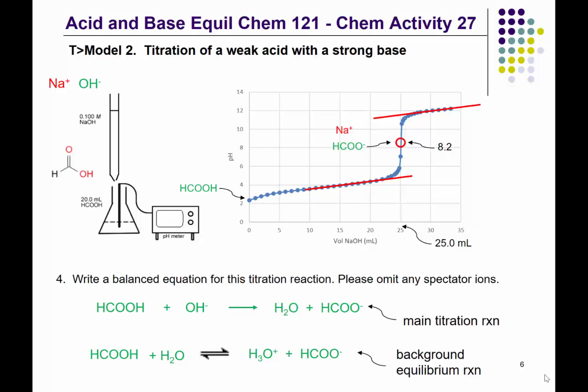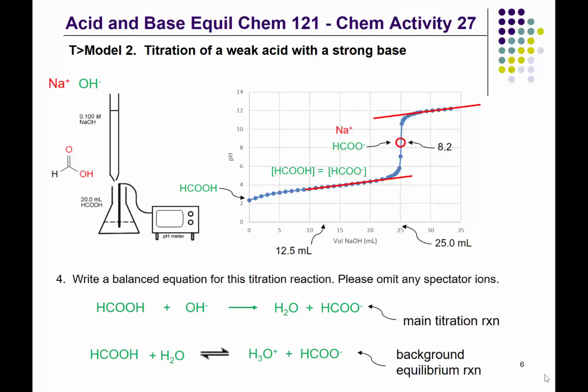The other point in this graph that we need to consider is halfway through the titration. Given that the equivalence point volume is estimated to be 25.0 mL, then halfway to this equivalence point would correspond to a volume of 12.5 mL. At this point in the titration, half of the original methanoic acid has reacted and has been converted to methanoate. This would mean at this point, the concentrations of methanoic acid and methanoate would be equal. This is a very important thing to realize.